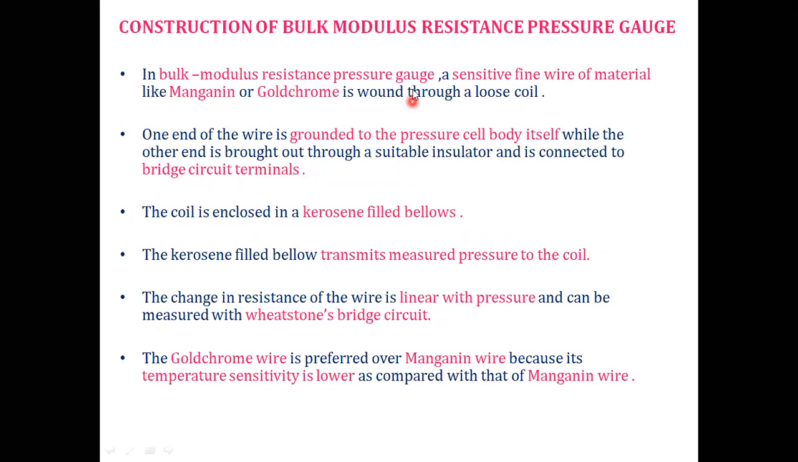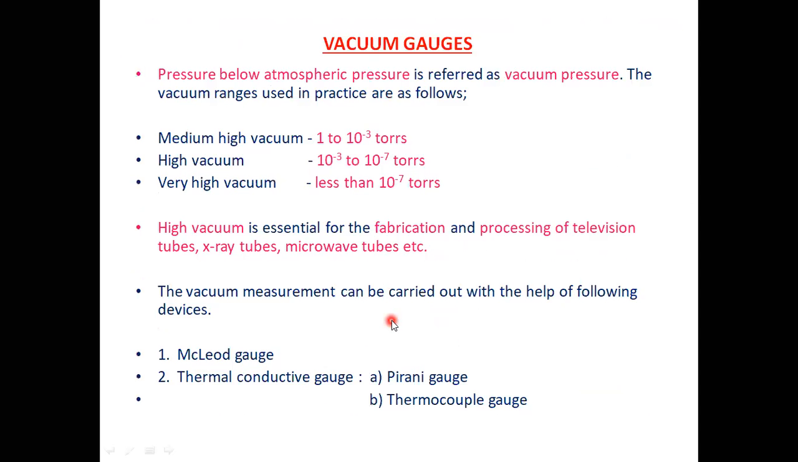We will see some basics of vacuum gauges. This also comes under pressure measurement only. Pressure below atmospheric pressure is referred to as vacuum pressure. If the pressure is below atmospheric pressure, I can treat this pressure as vacuum pressure.